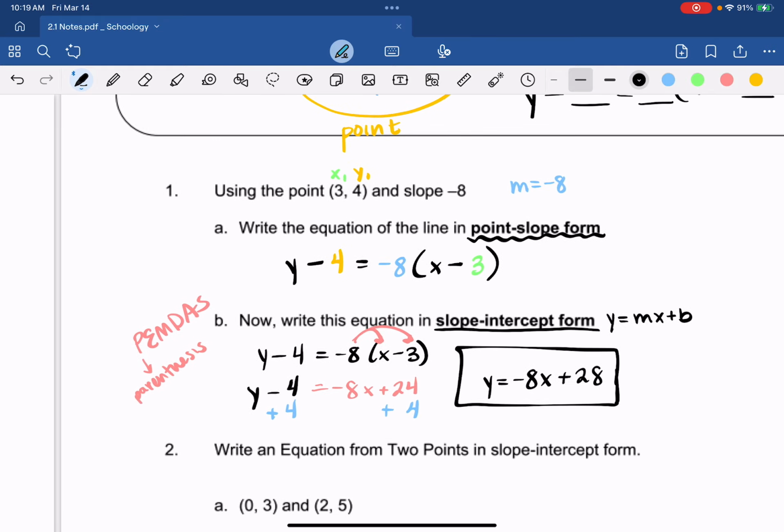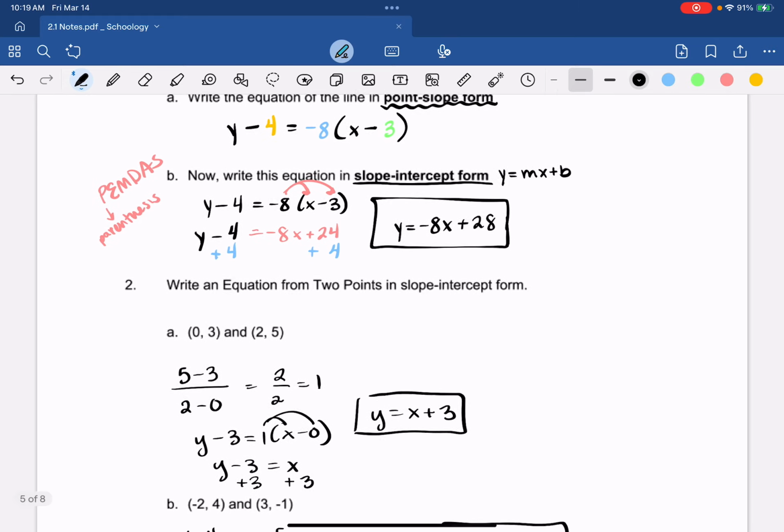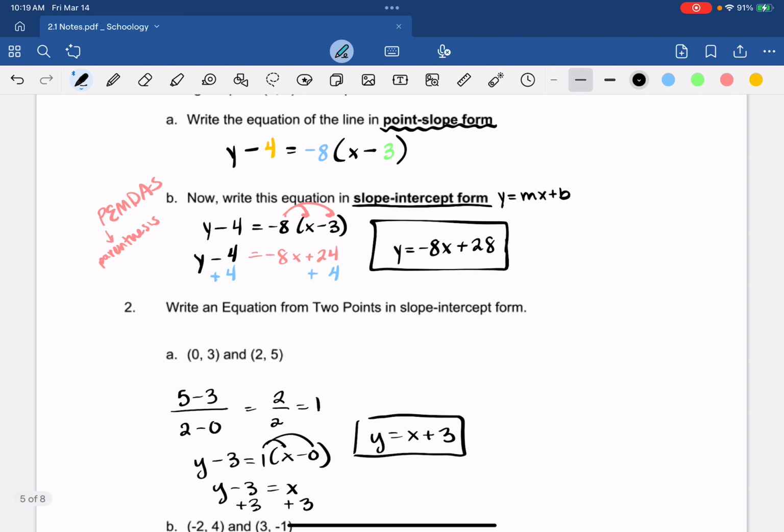All right. Number 2, when we look at number 2 here, I kind of started this one for us. The only difference is I'm only giving you 2 points. I haven't given you a slope for this one, which means my first step in this problem is going to be to find slope. So that's what I'm doing here, finding my slope.